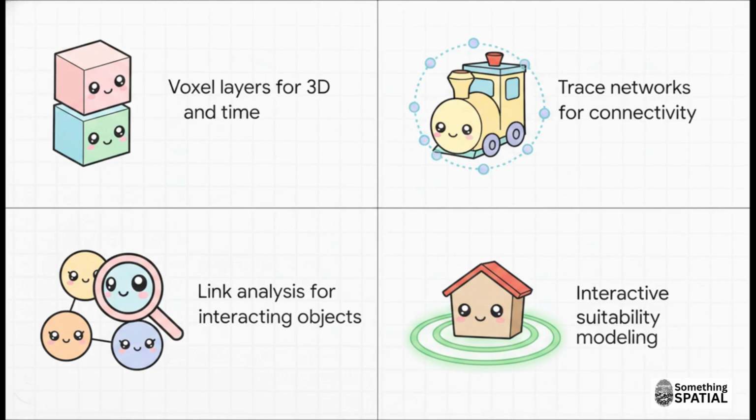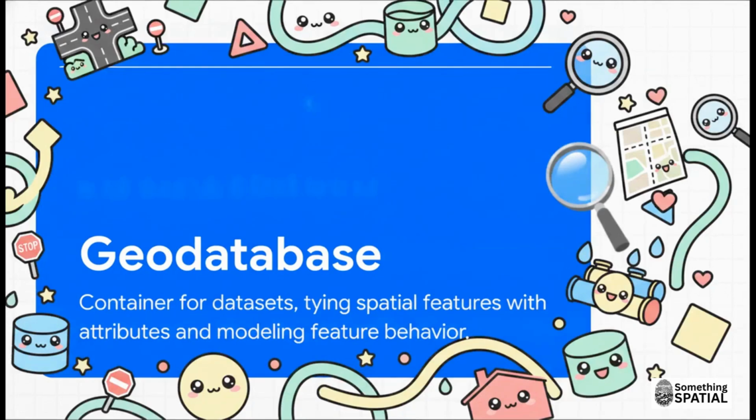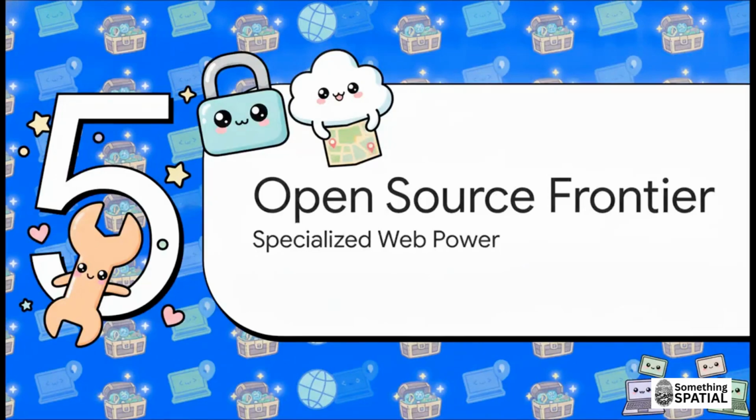It's wild! And the glue holding this entire proprietary ecosystem together is the geodatabase. Unlike older clunky formats that could only hold one type of geometry per file, a geodatabase is a highly sophisticated digital container. It stores multiple feature classes, ties spatial features to attributes, and enforces really strict behavioral rules. It literally dictates exactly how a road intersection, a utility pipe, or a property line is allowed to interact with the things around it.